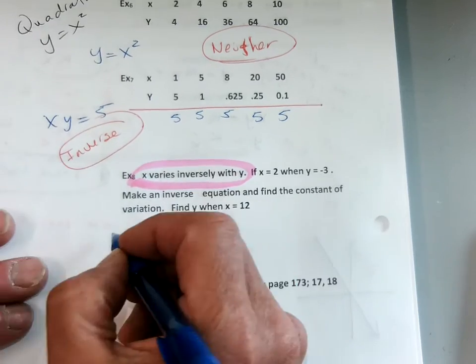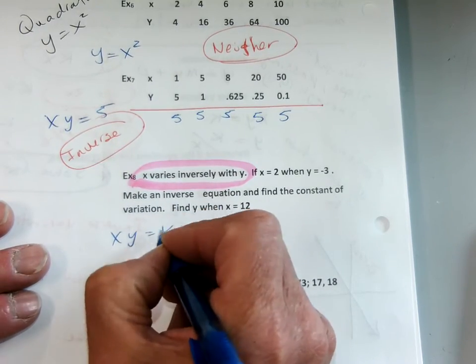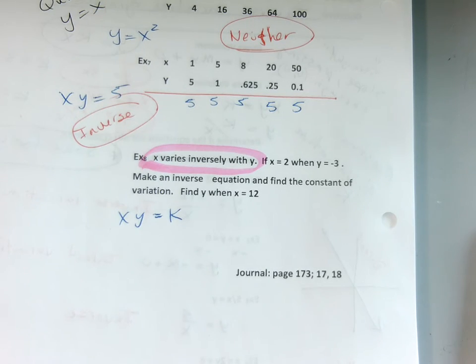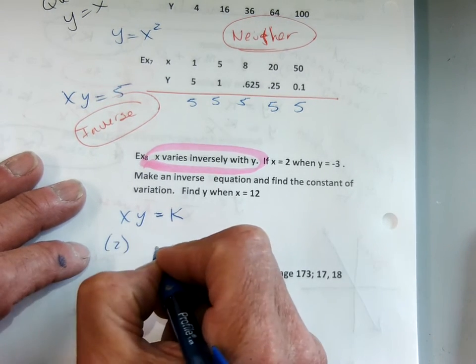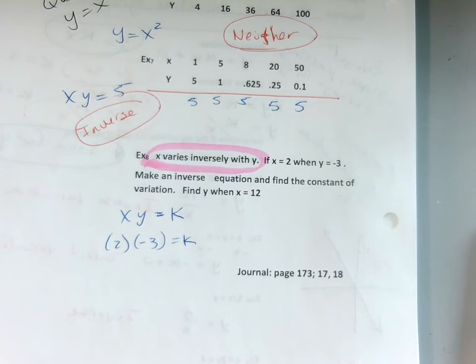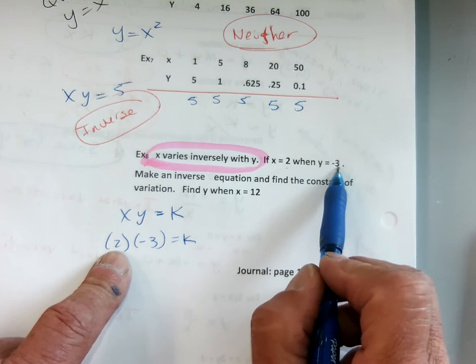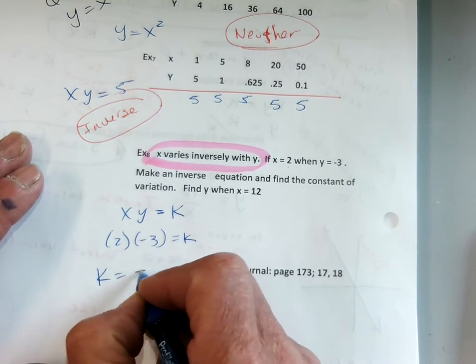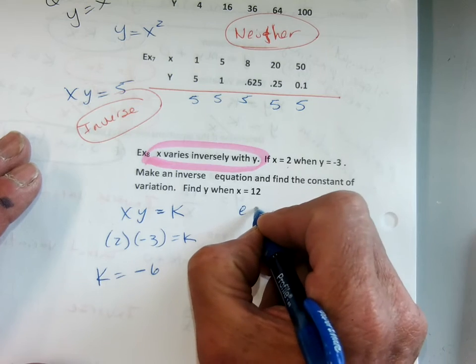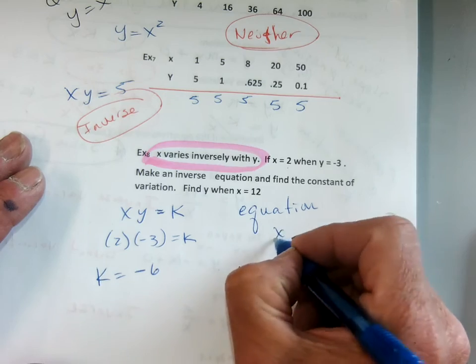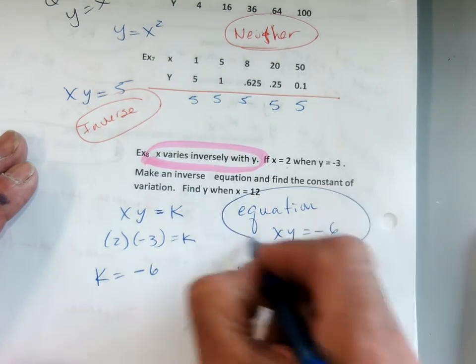I'm going to write x times y equals some value k. I'm just going to start there, okay? So if x is 2 when y is negative 3, then we can find the value of k, can't we? I plugged in 2 and negative 3, and so k, the constant, is negative 6. Now I can rewrite my equation: x times y equals negative 6. There's my equation, right?